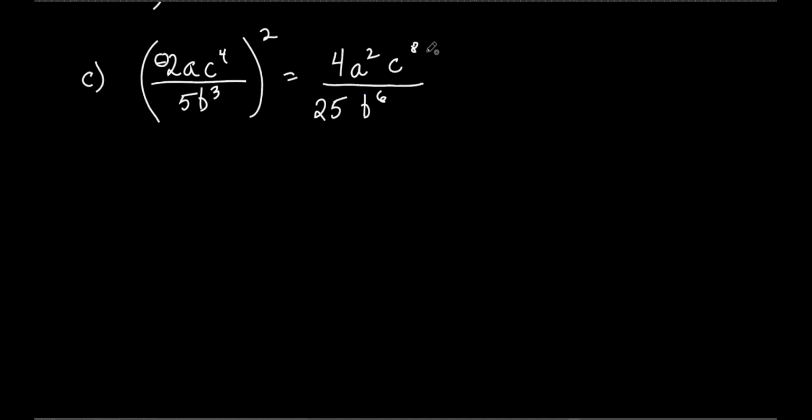Is there anything we can do? Can we flip anything? Can we multiply anything else together? Can we simplify that 4 over 25? Nope, there's nothing else we can do. So we circle it, and that's our answer.